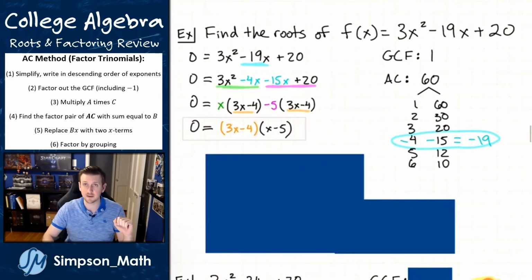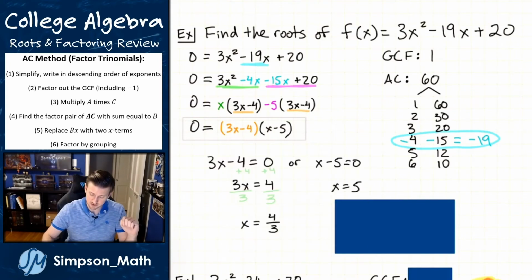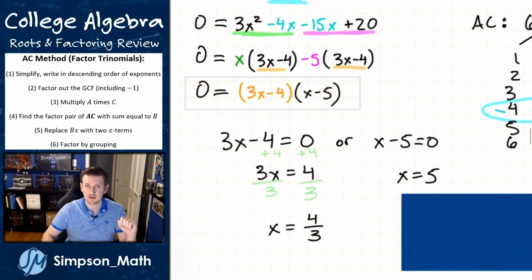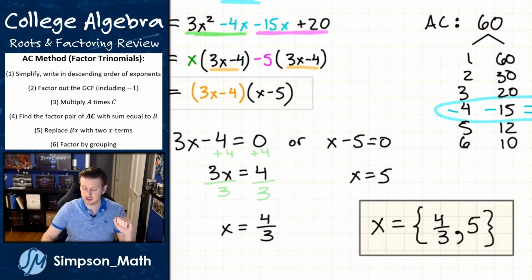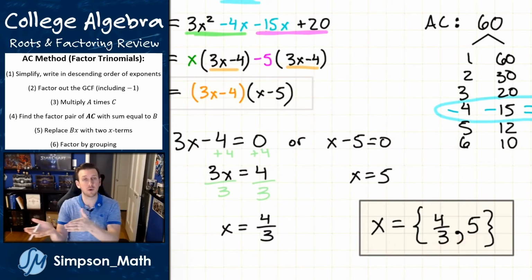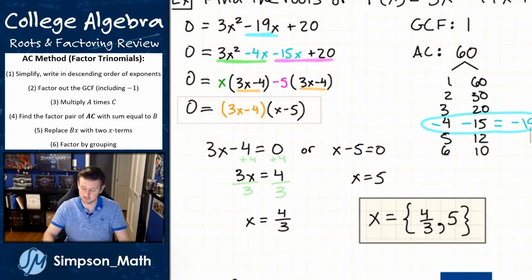Well, let's finish this up and find the roots. To do that, I'm going to set each of these equal to 0. So I do this, and I add 4, divide by 3, and I get x is 4/3. And then I can just add the 5 and get x is 5. Write them in set notation. So my answer is x is the set of 4/3 and 5. The reason I'm putting it in set notation is they're both answers, they're both a part of it, so it's a set of these two numbers.